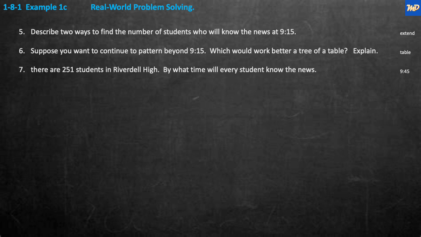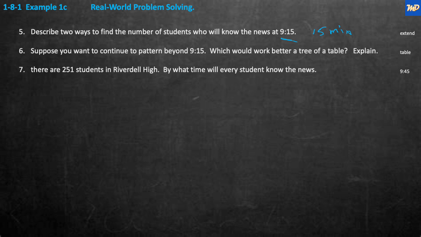Okay, so now example 1C from our real world problem. Describe 2 ways to find the number of students who will know the news at 9:15. Well, if we extend it, they want to find 2 ways to do that. What we do is extend our table. Our table ended at 9, and now we want to go to 9:15. So all we have to do is extend the table 15 minutes, and we'll have our answer.